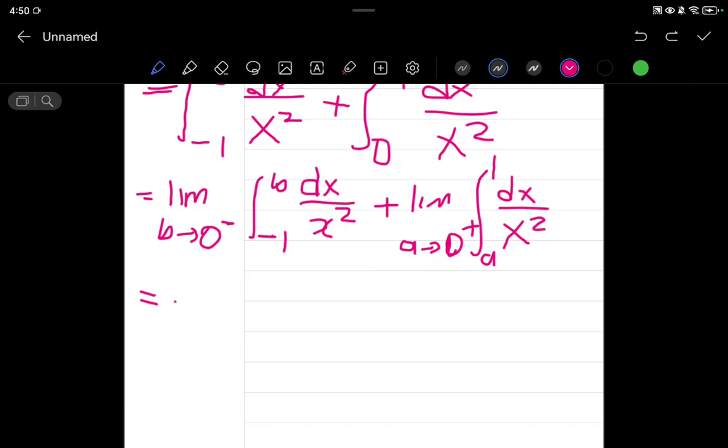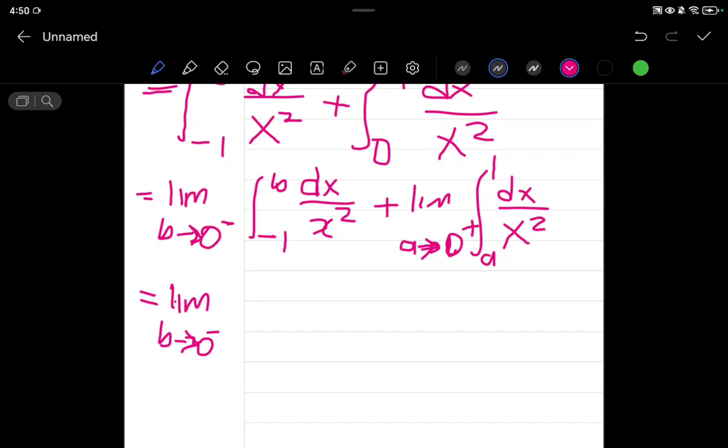Can I please ask? Yes. When we pick a value to replace, we must always pick the one that's going to give us an indeterminate form, like 1 over 0? Yes, that's the case. Oh, okay. Yeah. Okay. Thank you. So now we have this, right?